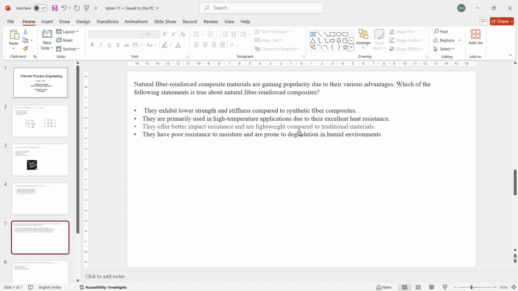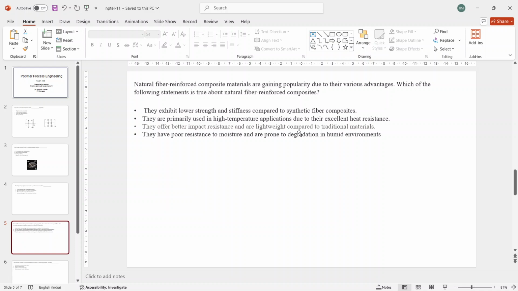Third one is they offer better impact resistance and are lightweight compared to the traditional materials. Now, this is very true because natural fibers are actually lighter than the synthetic ones. So that's why the composites formed by that are lightweight compared to the traditional materials. They offer better impact resistance. So, as I said in the first point, they exhibit slightly lower or maybe equal strength and stiffness compared to synthetic fibers. So that's why they can give better impact resistance also, in addition to being lightweight.